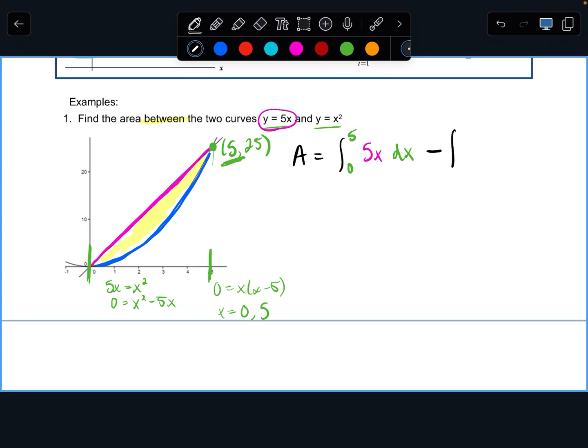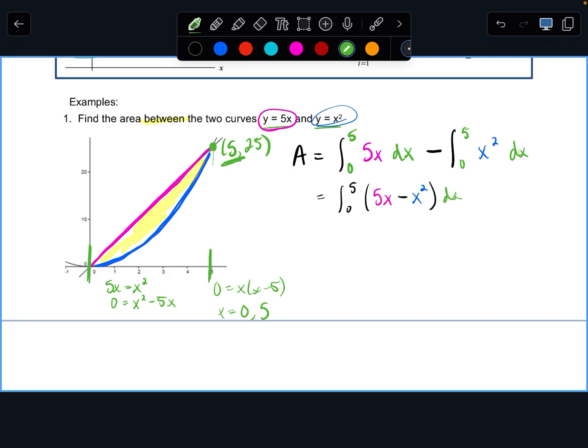minus the integral from 0 to 5 of the blue guy, which is x squared dx. Okay. When I'm first doing this, I almost always start with them separate, especially when it's a little fancy. And then when I actually get into the nitty-gritty of solving it, I usually just combine them, just because it's less work. So you can combine them as 5x minus x squared dx.